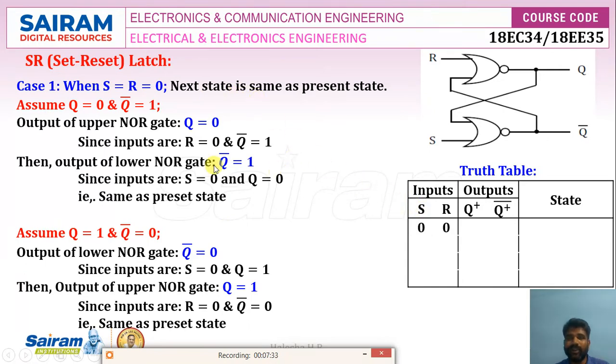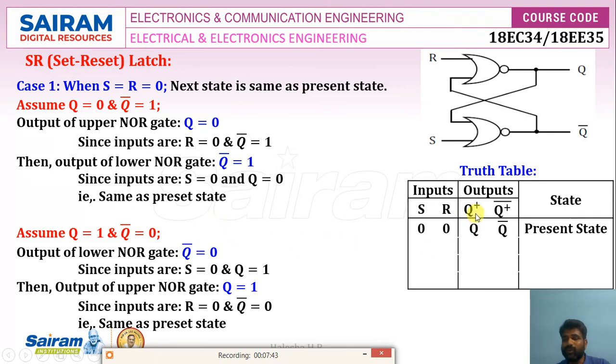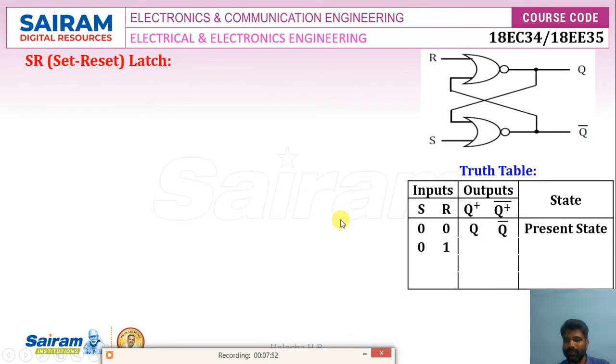If it is Q is equal to 0, Q bar is equal to 1, we get Q is equal to 0, Q bar is equal to 1. If it is 1 0, we get 1 0. That is why it is indicated as Q plus is equal to Q, Q plus bar is equal to Q bar, the same as the present state. Clear now?